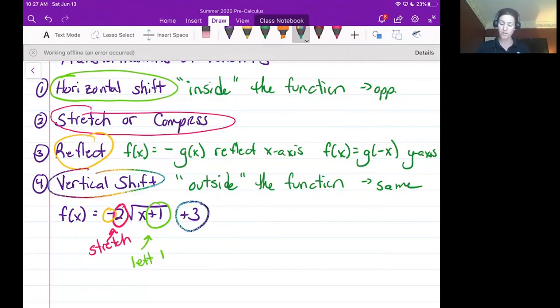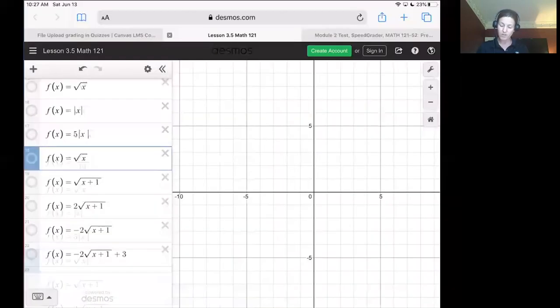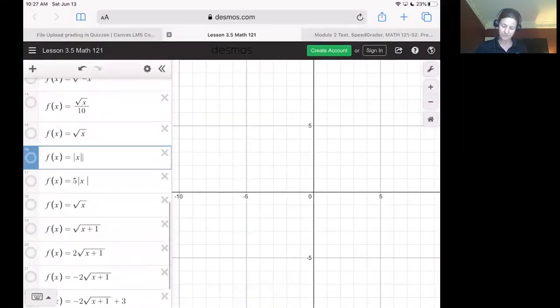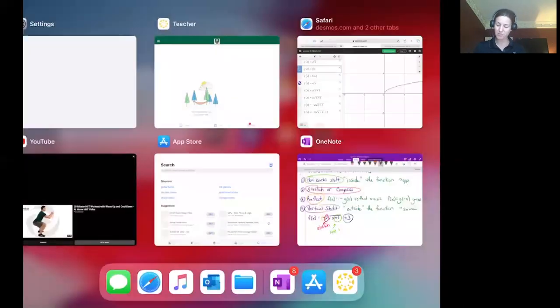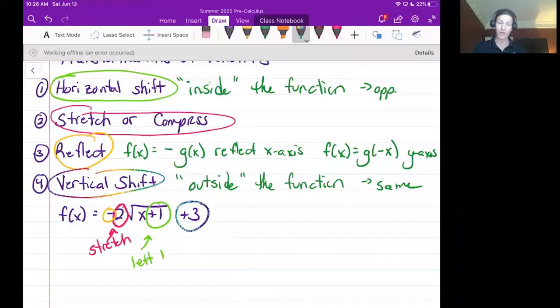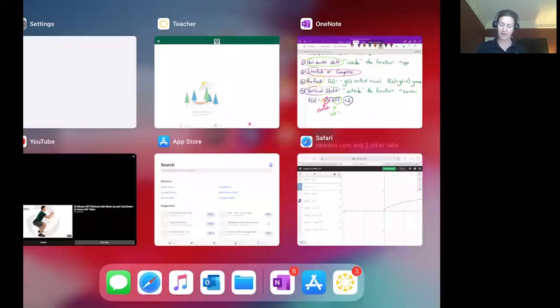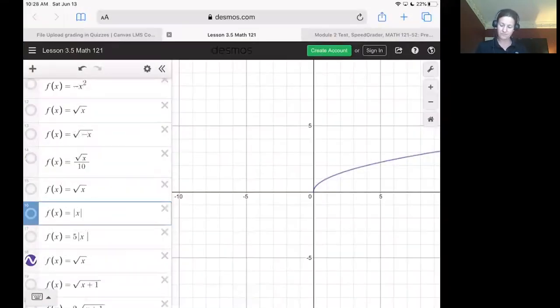So let's do each one of those one at a time. So our parent function is right here. Okay, we've got our parent function there. We are going to do our horizontal shift first, which, as we referenced over here, was our +1, which was going to shift it left. So let's see if we're right about that. It did indeed shift it 1.